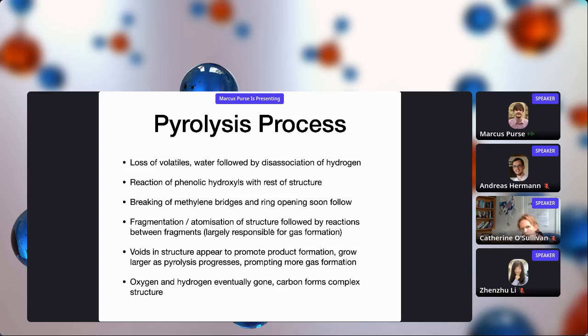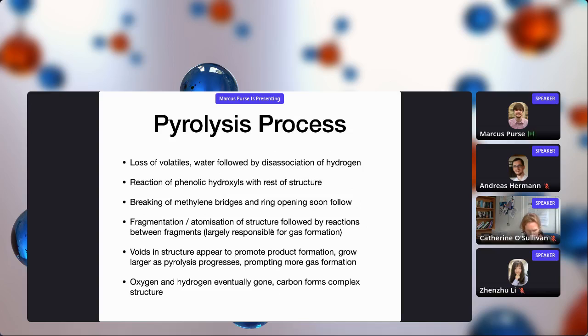So pyrolysis seemed to go in a very predictable way in all of our simulations. You had the initial loss of volatiles and water. You started to get the dissociation of some hydrogen atoms within the structure and the reaction of phenolic hydroxyls with other parts of the structure.